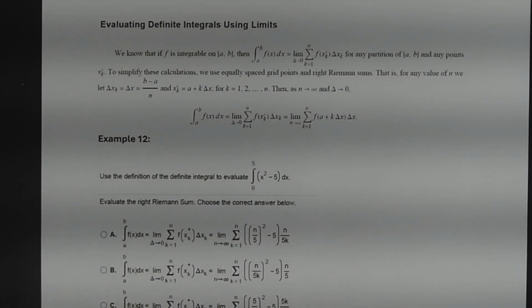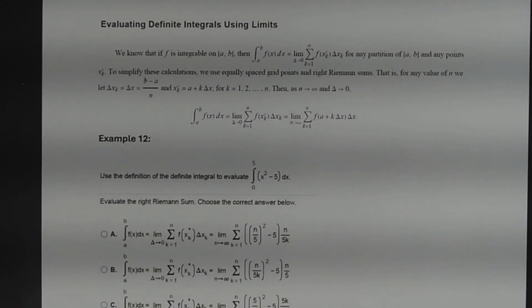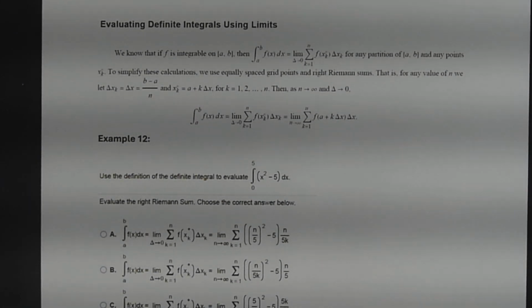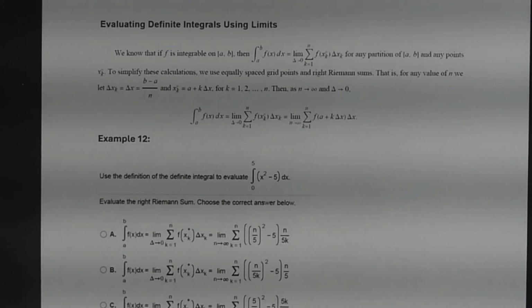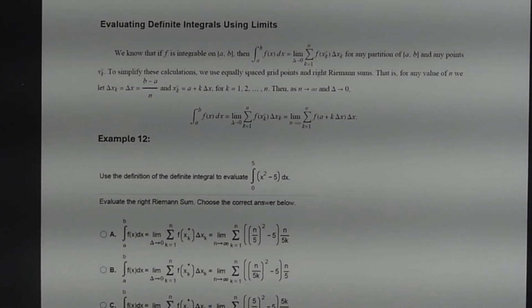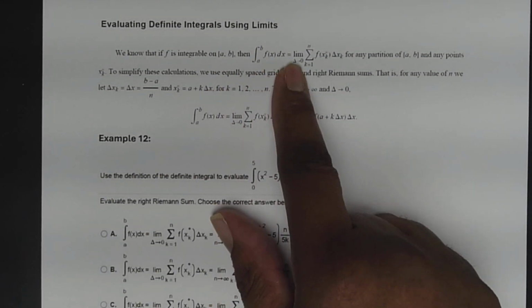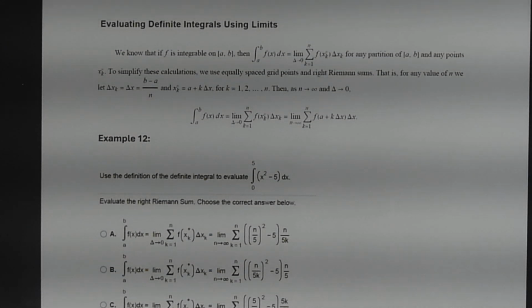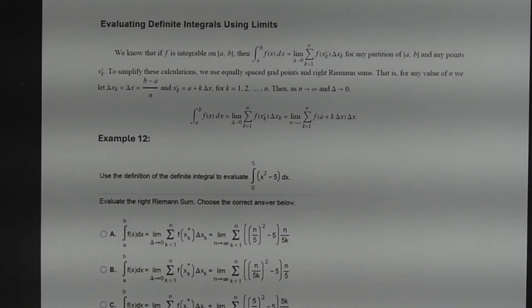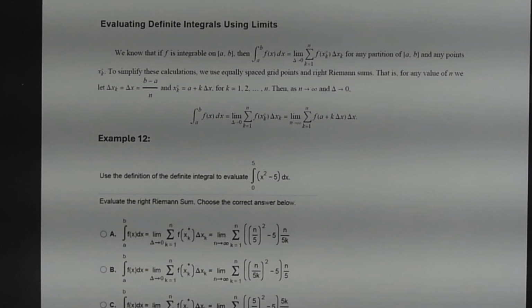All right, in this video, I'm just going to talk about how to evaluate definite integrals using limits, and this is a continuation of section 5.2 dealing with definite integrals. We know that if f is integrable on the interval [a, b], then the integral from a to b of f of x dx will be the limit as delta approaches 0 of the summation for k equaling from 1 to n of f of x star sub k times delta x sub k, and that's for any partition of the interval [a, b] and any points x star sub k.